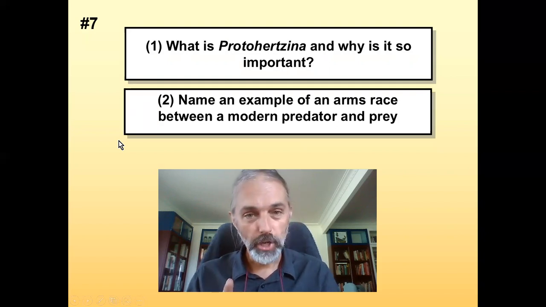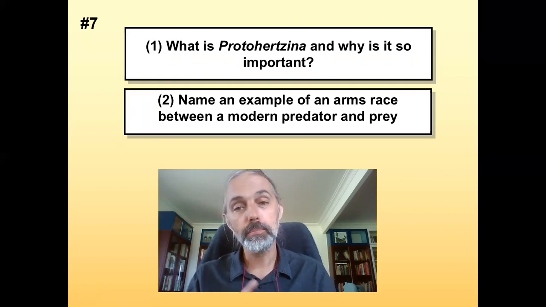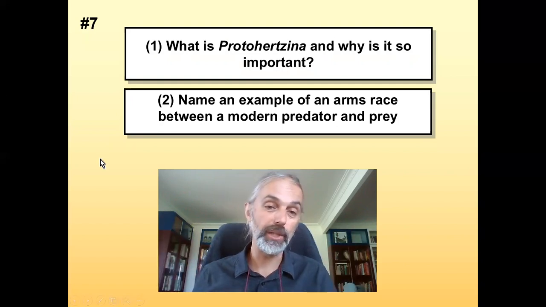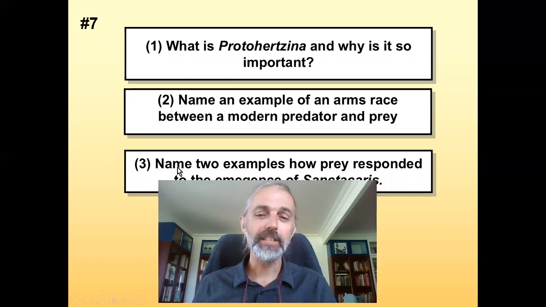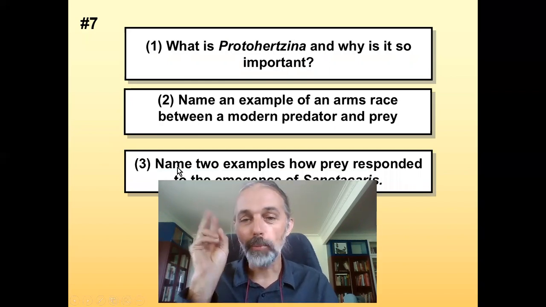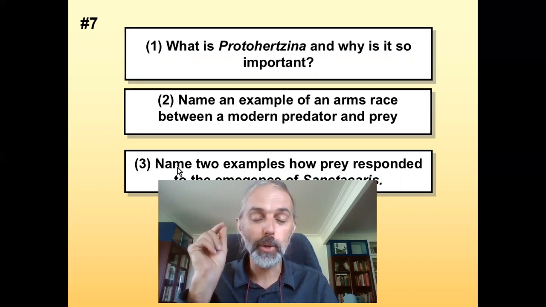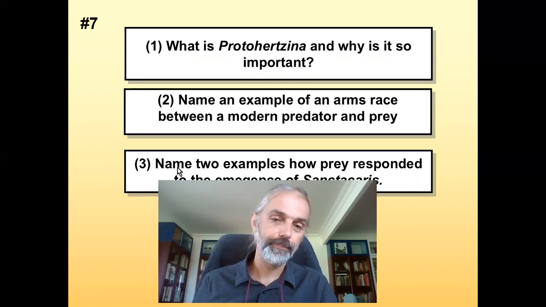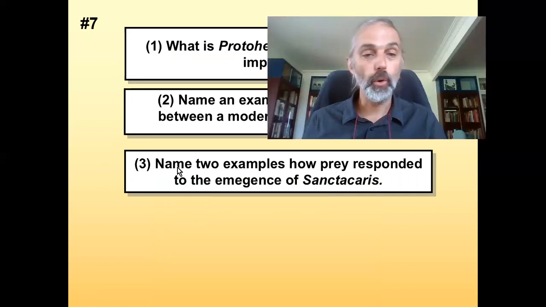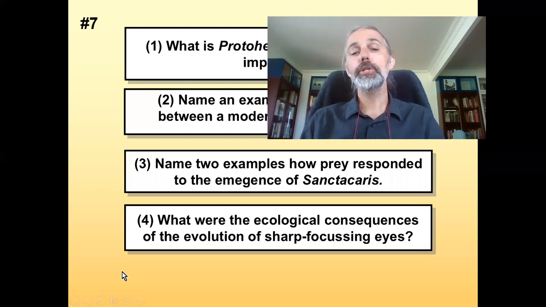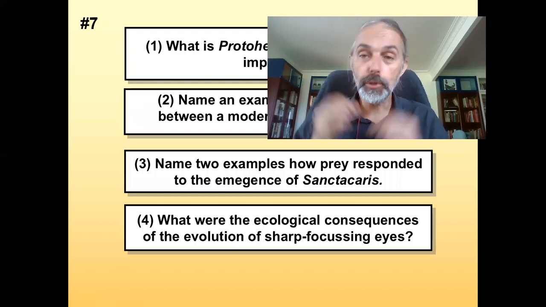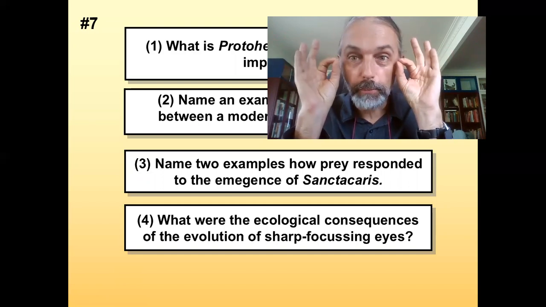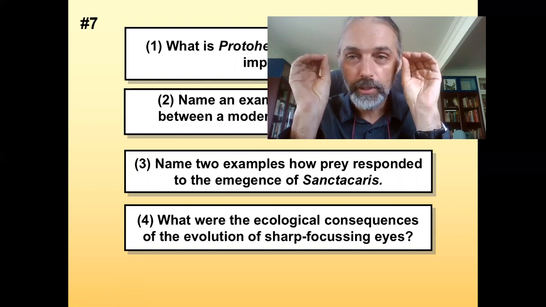Name an example of an arms race between modern predators and prey. Think about the Serengeti or the Kalahari, if you will. Give me two examples of how prey responded to the evolution and emergence of predators such as Sanctacaris. Four: what were the ecological consequences of the evolution of very sharp focusing eyes? The evolution and the emergence of eyes, what did it do to the world?